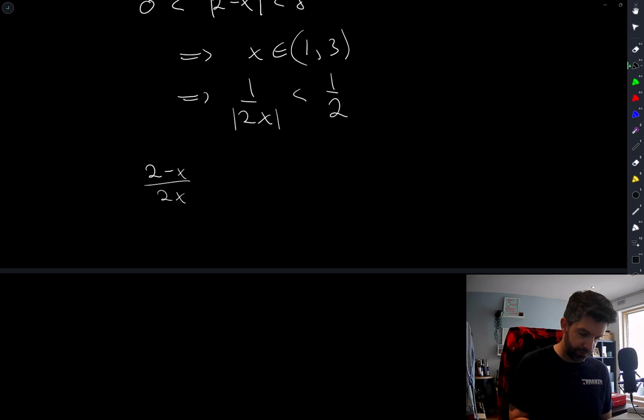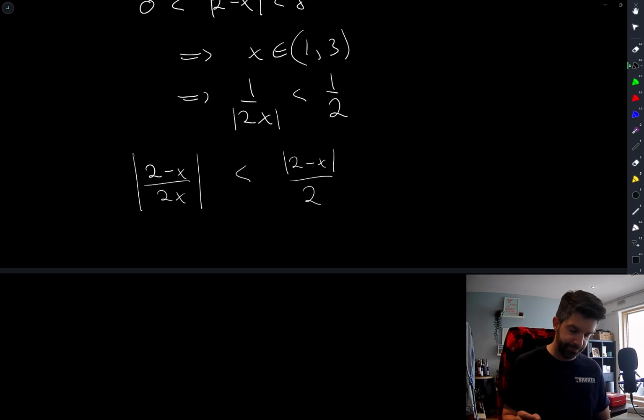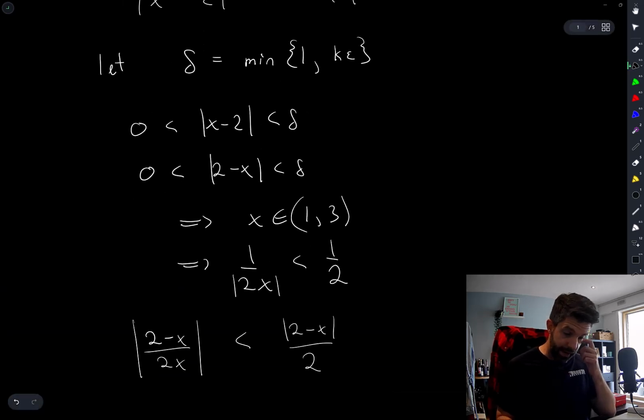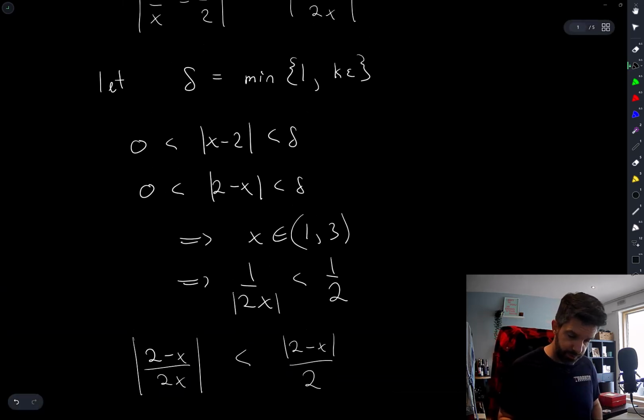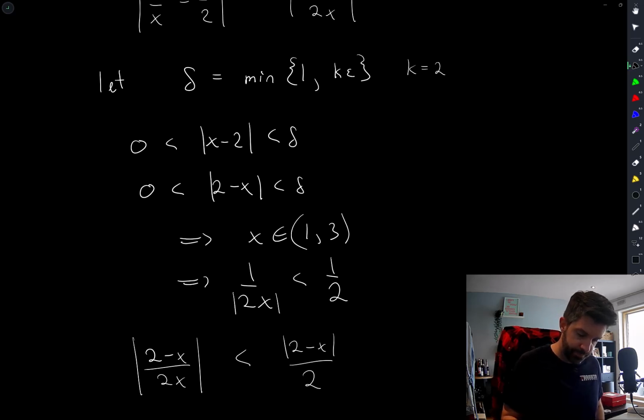So now I can write 2 minus x over 2x. This is going to be less than 2 minus x divided by 2. Okay, and so now I probably want this value of k to be equal to 2. So ultimately delta will be the minimum of 1 and 2 epsilon.